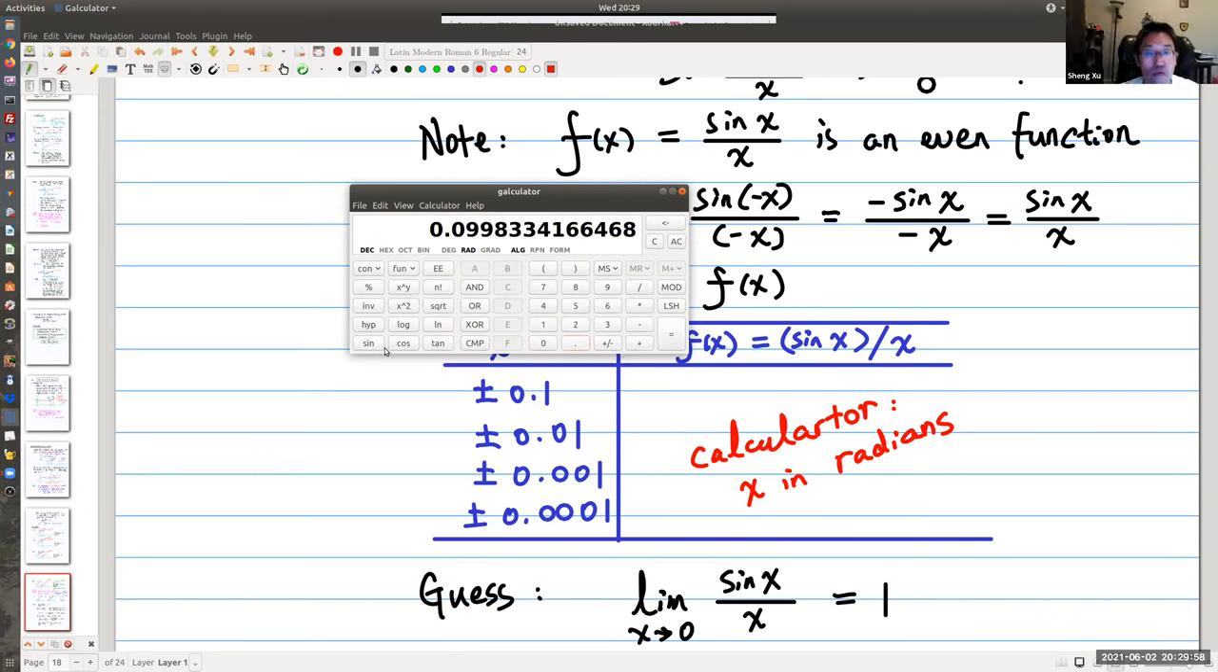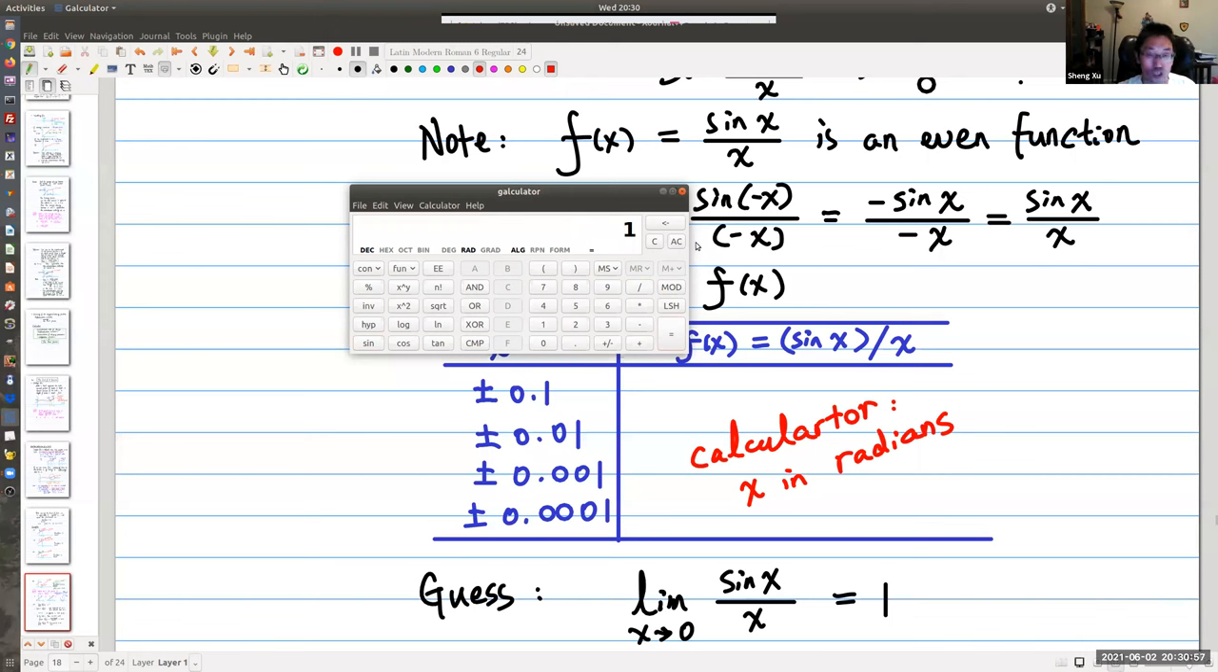For 0.1, I take the sine of that, then divide by 0.1. I got 0.998. Now I make my x even smaller. 0.01. Sine of this, in radians, okay, and divided by 0.01. What did I get? I get 0.99998. You see that? How about 0.0000001? That's a very small x now, right? I take the sine of that, and now I divide by 0.0000001.